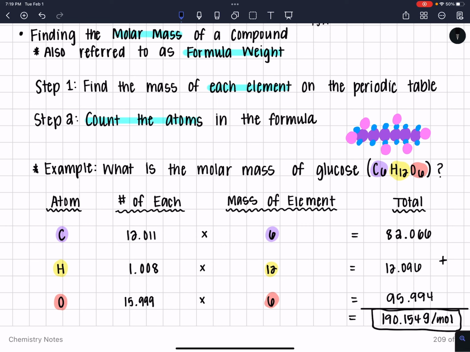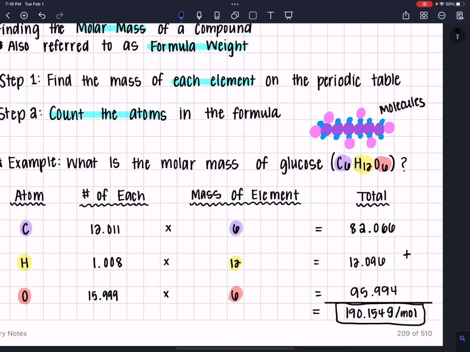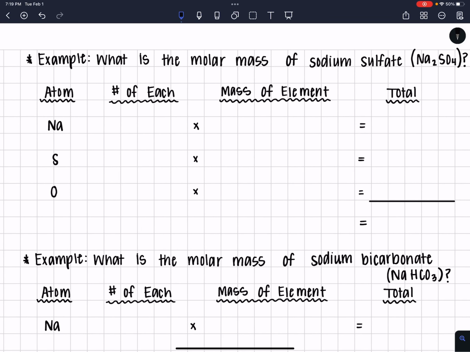But anyway, this would be the mass of a mole of glucose molecules, I should say, since this is a combination of atoms bonded together. So let's do one more example together of finding the molar mass of a compound, and then I'll let you try a couple. So what's the molar mass of sodium sulfate? I wouldn't expect you to know what the formula for sodium sulfate is. That'll always be provided for you. We haven't learned how to name compounds yet, but we will soon. But anyway, let's get started.